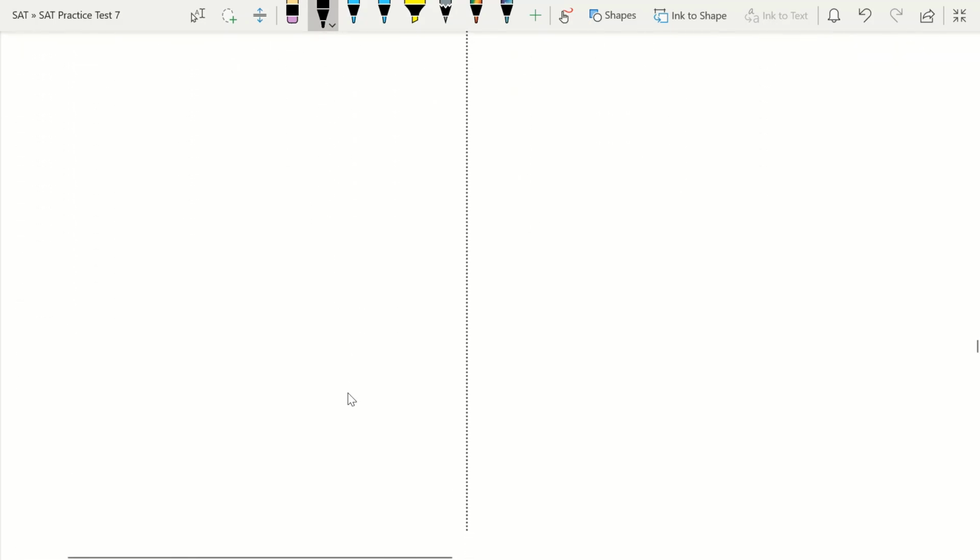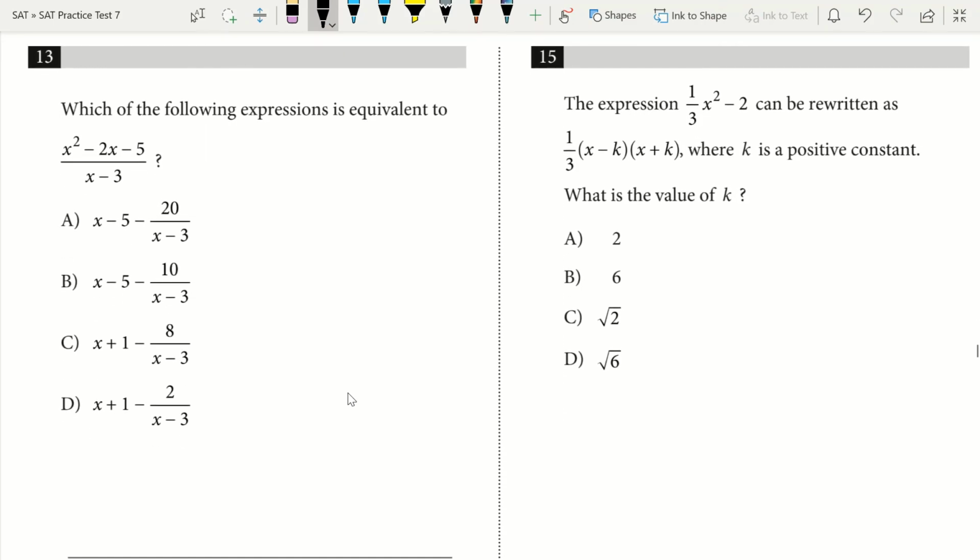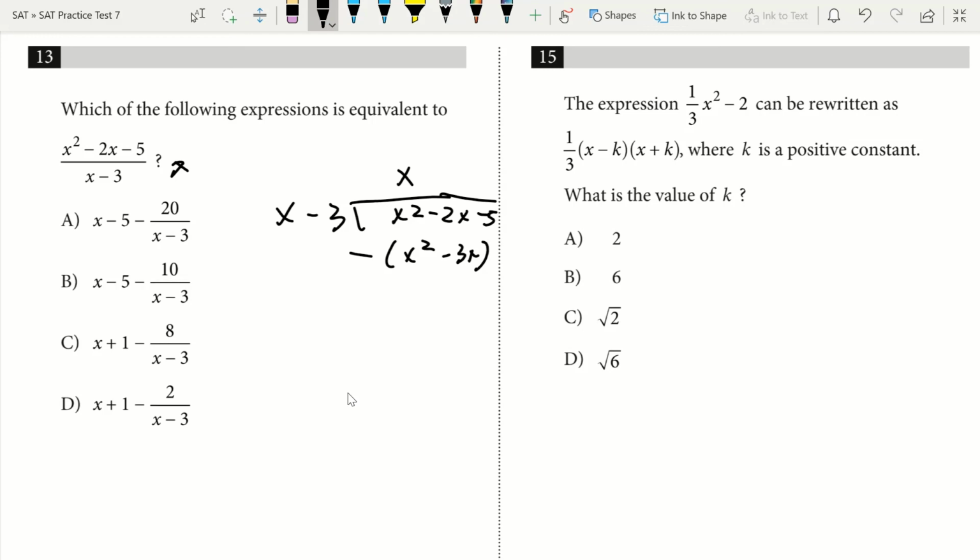All right, moving on. Question 13, which of the following expressions is equivalent to the one shown? All right, we have to divide here, so we're going to have our x minus 3 out here, going into our x squared minus 2x minus 5. I see I have to multiply by x to get x squared, so I have x squared minus 3x right here. My x squareds will cancel, and then I have -3x, which gives me plus 3x. -2 plus 3x leaves me with x, which means I have to do x plus 1.